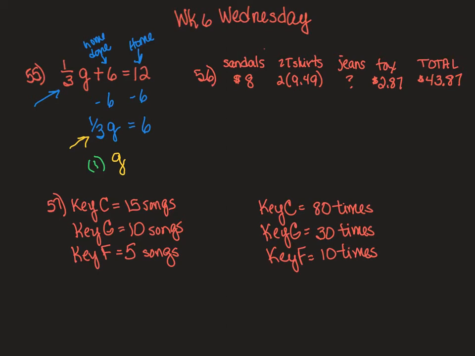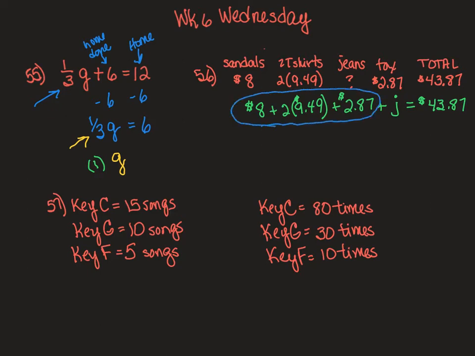First thing I'm going to say is, okay, my sandals were $8. I bought 2 t-shirts for $9.49, 2 of them. I paid tax. I'm putting all the money I know together, okay? And then I paid something for jeans. I don't know what that was, but that equaled together $43.87.